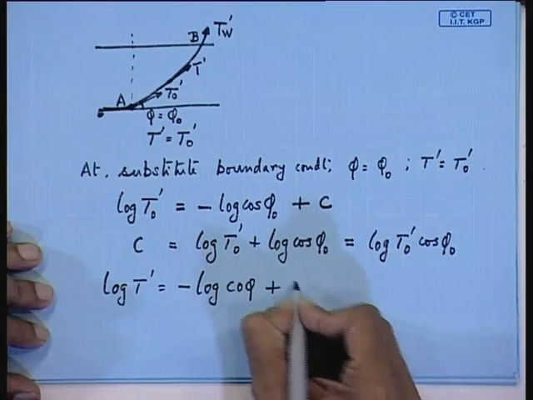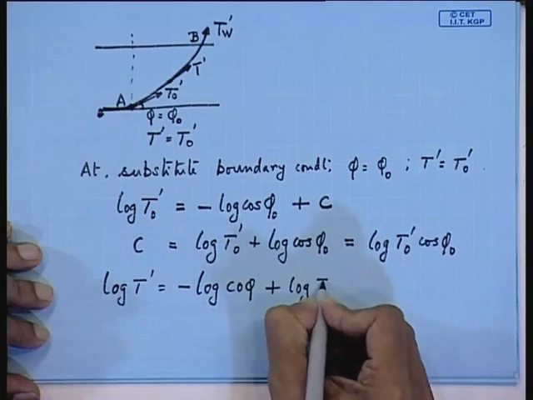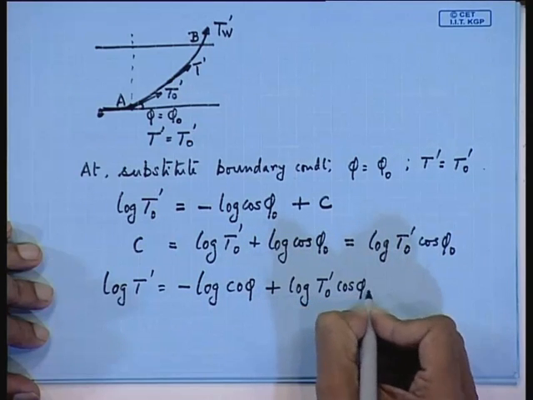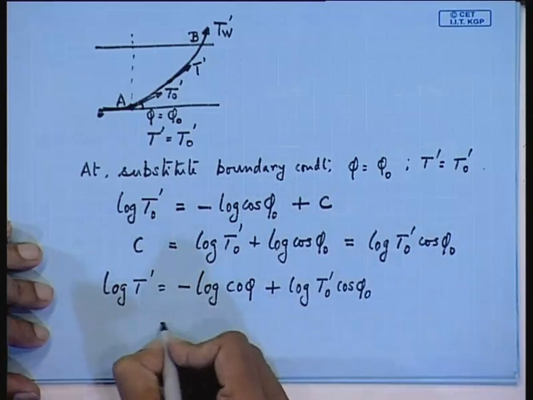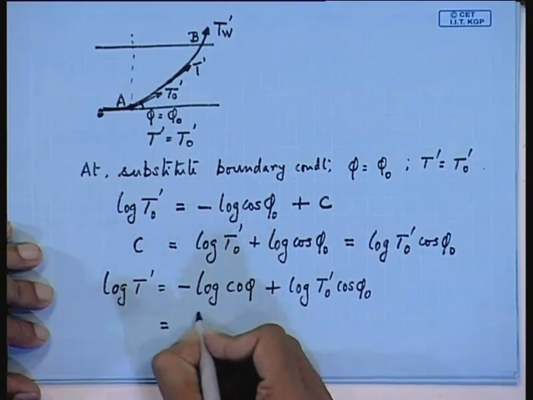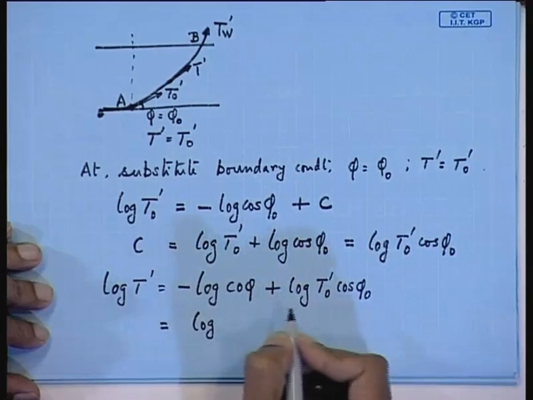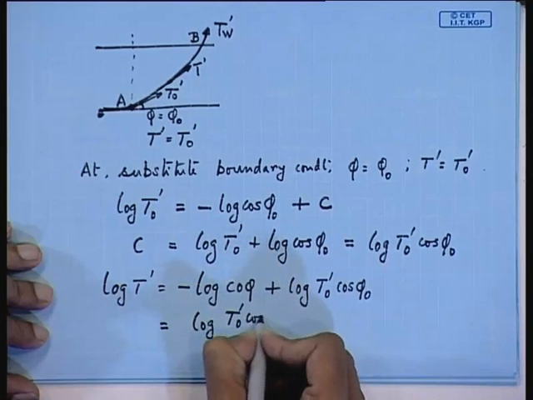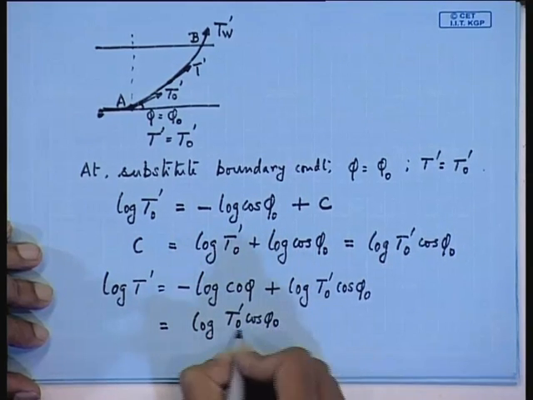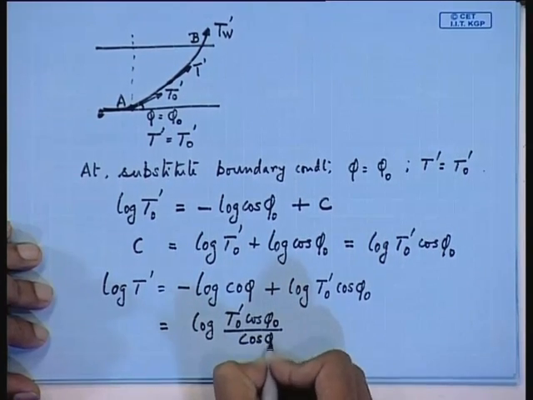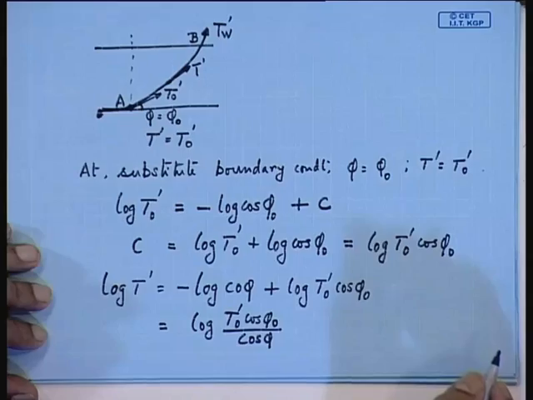So C will be log of T prime naught cos phi naught. So now again you can simplify. So this will be log of T prime naught cos phi naught over cos phi. So now we have simplified this.